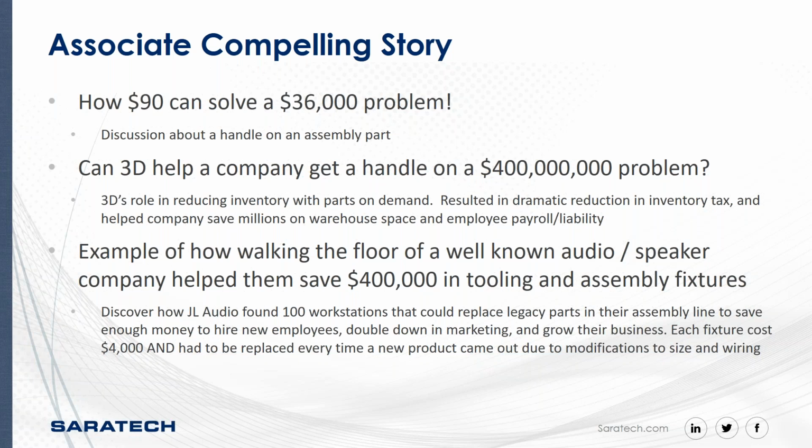So in these examples, I'm going to go through these, and then pull up some other pictures and other examples that will hopefully bring all that home. The first one is just how $90 can save a $36,000 problem. We're going to talk later about how a handle on an assembly part that was really causing problems for a company cost them about $1,200 each, and they were having 30 of those a month. That's where the $36,000 came from, and how they spent $90 to solve that problem.